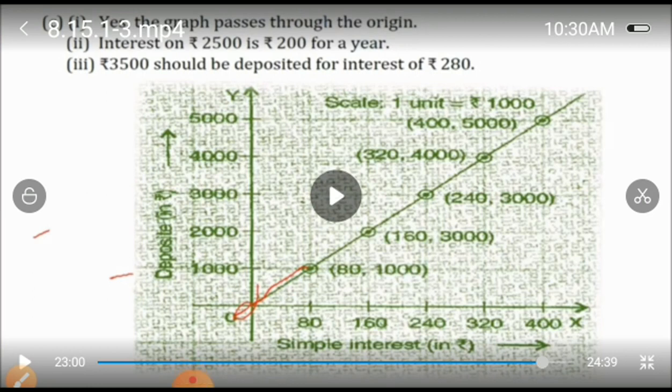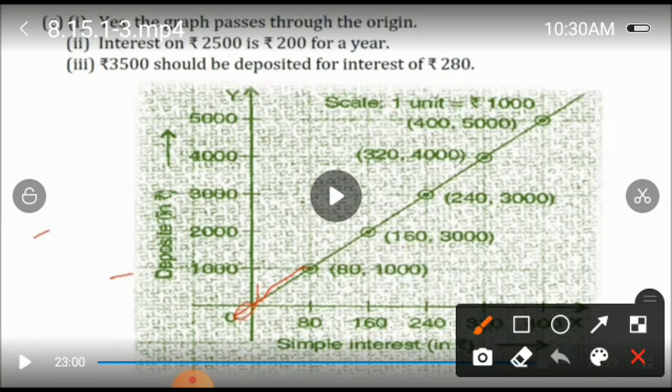Yes. 3500 deposited. What will be the interest? 3500, my student, will lie between here. Is it or not? Yes. So for 3500 we have to draw a straight line parallel to the x-axis, which will touch between 240 and 300, 200 something. Exactly, the point will come here. Will we take out the straight one?